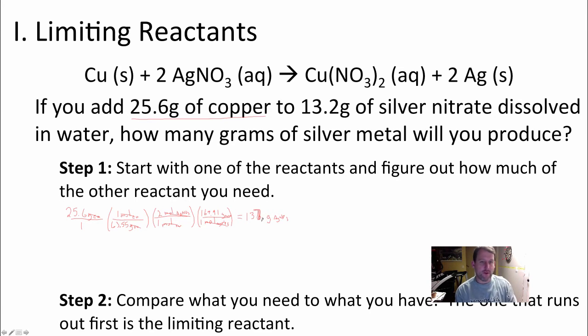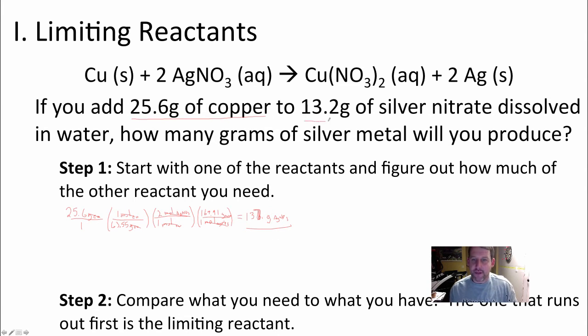So you might say, whoa, that's pretty crazy because I need 137 grams of silver nitrate to use up 25.6 grams of copper. Now, step 2. What we do is we take how much we need. This is what we need to have to use up all of this. Compare it to what we actually have, and then see which runs out first.